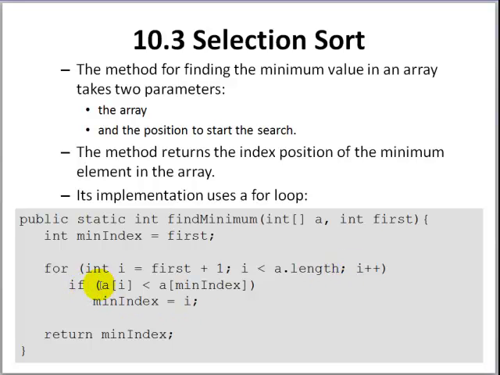And we're checking if a of I, where I is the loop control variable spinning around in this loop, is less than a of min index, then reassign min index. So min index is going to hold the index of the lowest element of the array in the part that you're traversing. And then we're going to return min index. So before I bring up a little diagram, let's look at that.